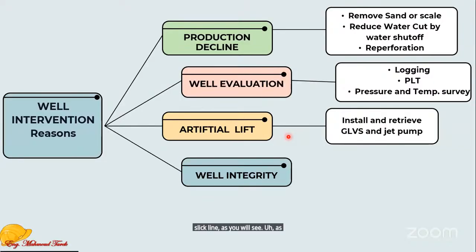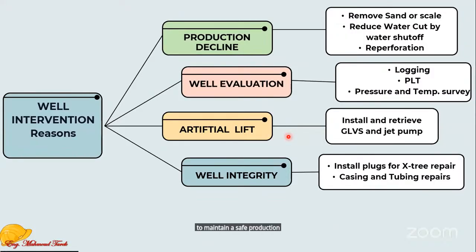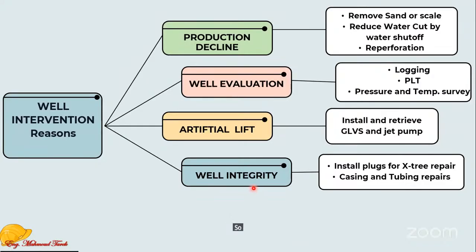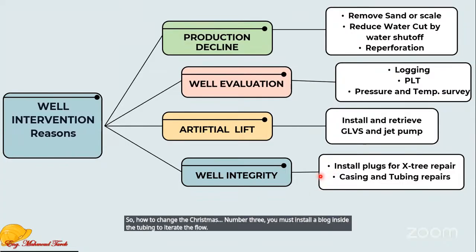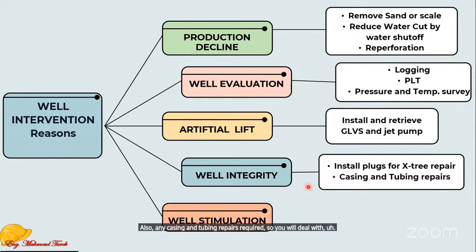As we said, well integrity covers all the regulations and rules to maintain safe production. So how do I maintain the well integrity with those well intervention techniques? By installing plugs for Christmas tree repair. If you have a malfunction or damage on your Christmas tree, how do you change it? You must install a plug inside the tubing to isolate the flow from the downhole and then change your Christmas tree. Also, any casing and tubing repairs required will be dealt with by well intervention.